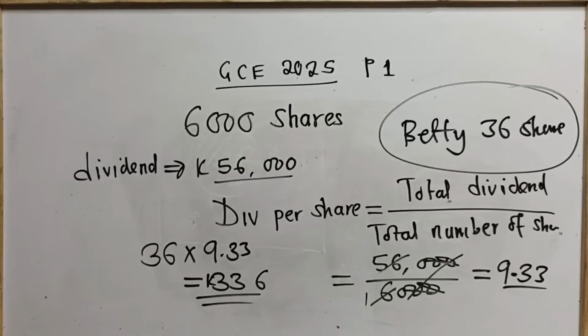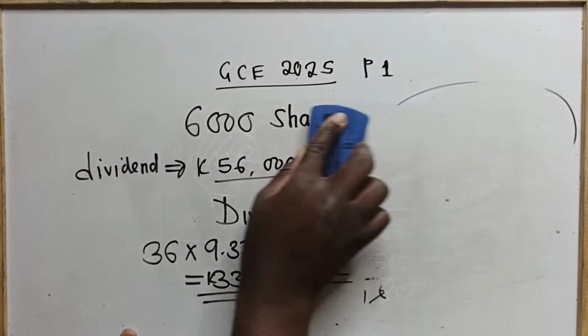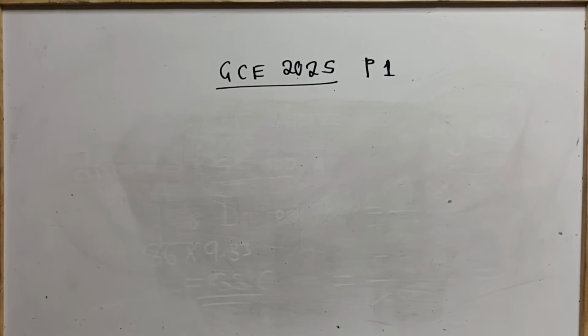So the next question is on arithmetic progression. Okay. So the next question is on AP. Guys, these guys gave us a question. It's from the 2025 GCE paper 1. So the question reads, on AP.